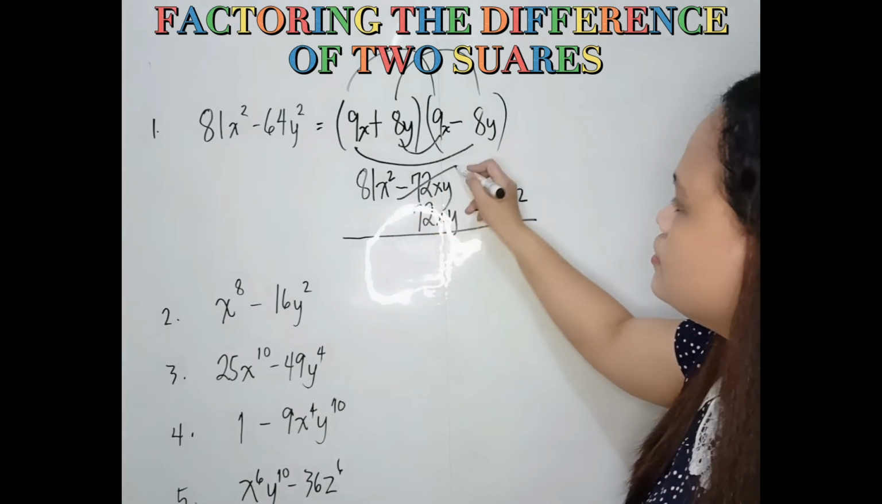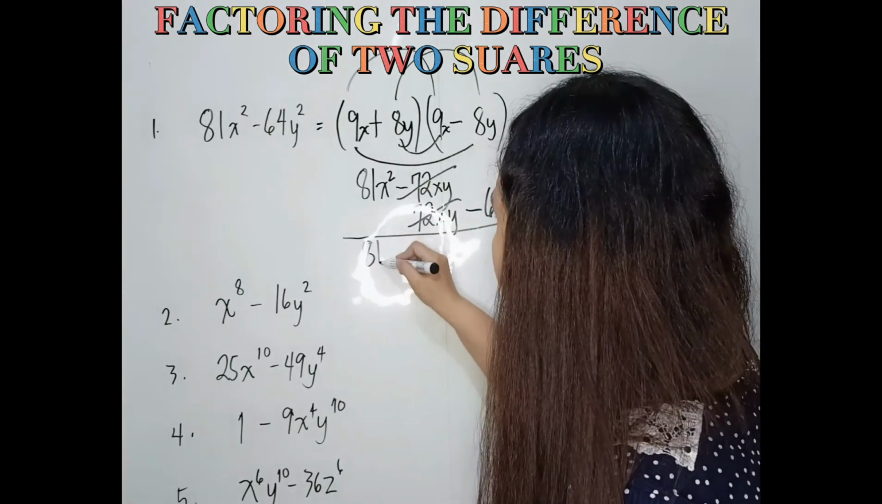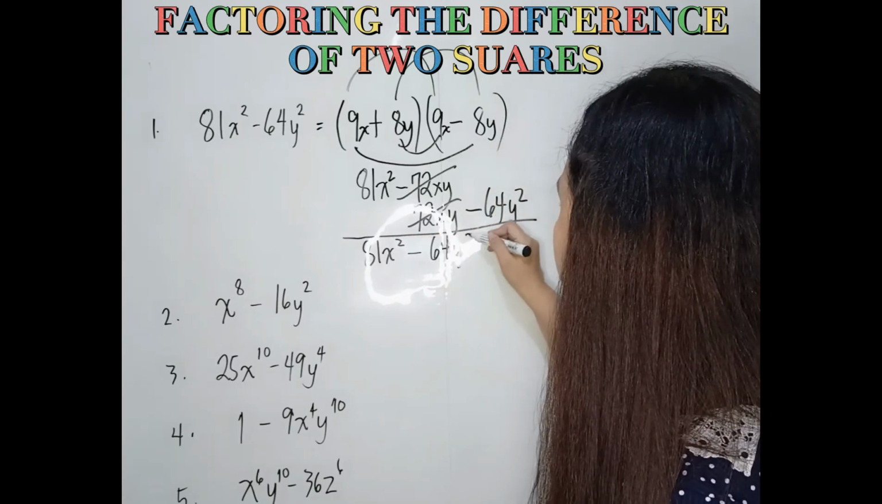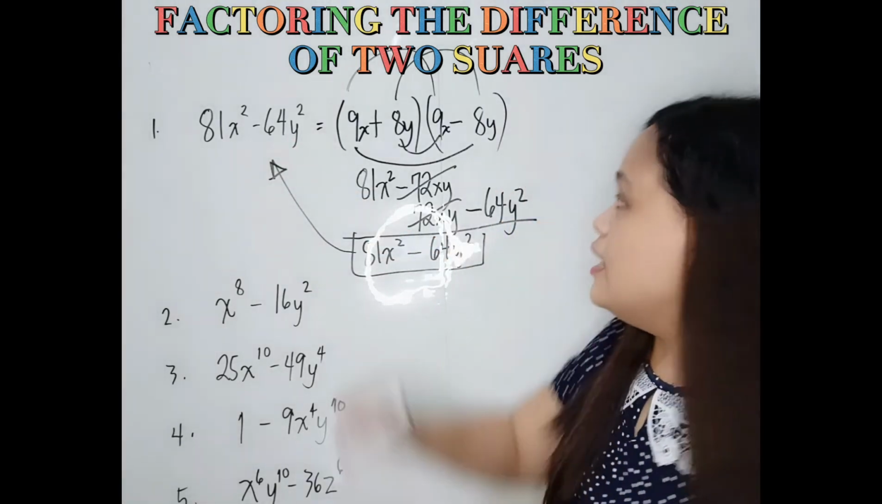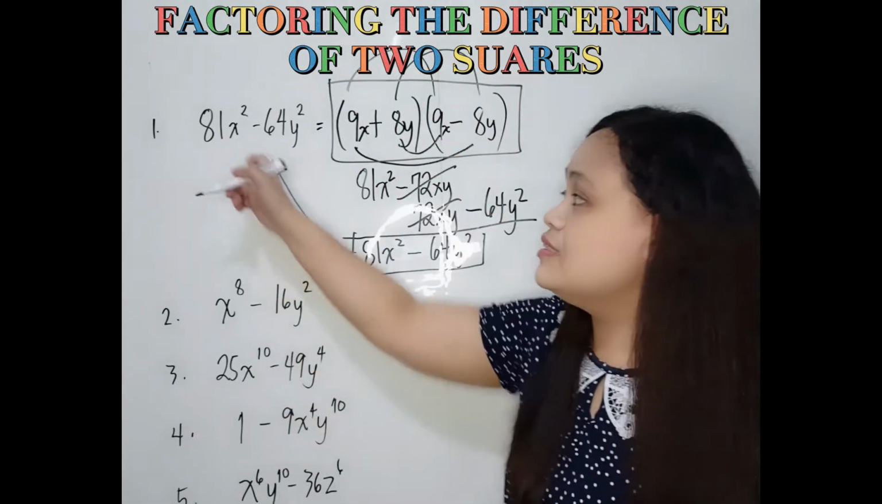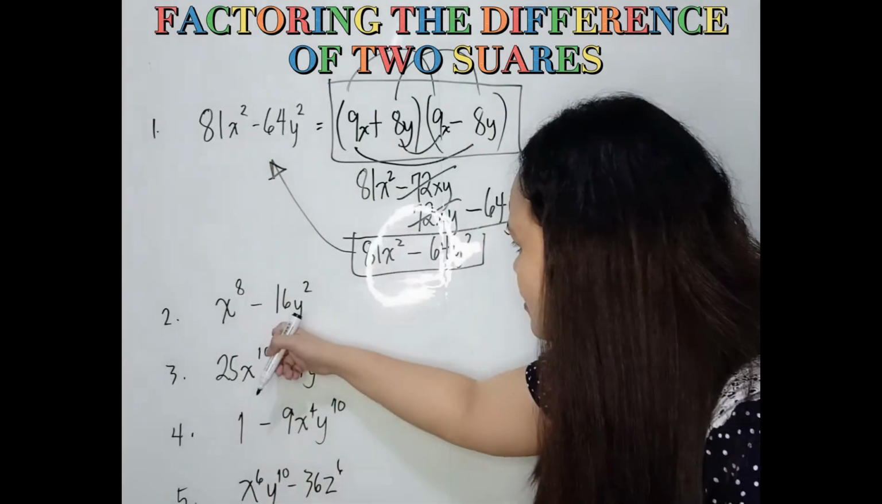Simplifying this, makakancel itong nasa gitna. Kasi parehas, magkaiba lang ng sign, di ba? So, we have 81x to the power of 2, then minus 64y to the power of 2. Okay? So, ito siya. Ibig sabihin, tama ito as the factored form of this difference of two squares. Madali lang, di ba? Let's take another example.